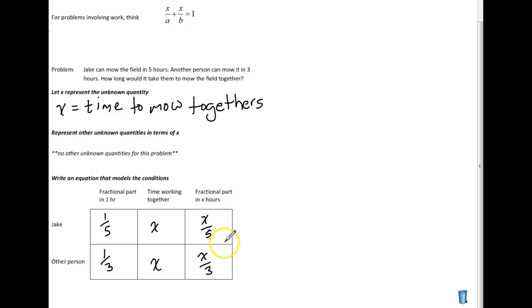The goal is, if I add these two pieces together, hopefully what we get is equal to 1, because, not x equals 1, but we set the problem equal to 1 because they will finish up the whole field. So that means I take my x over 5 plus my x over 3, and I set it equal to 1, because here's how much of the field Jake completed, here's how much of the field the other person completed, and that equals the whole entire field, which is 1. Now we're going to solve.